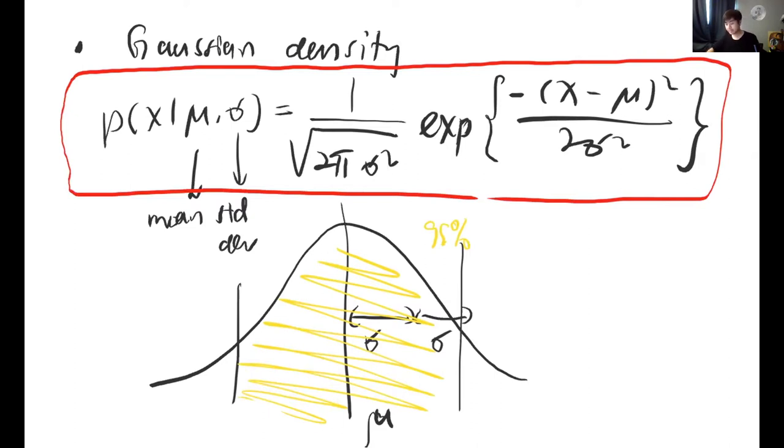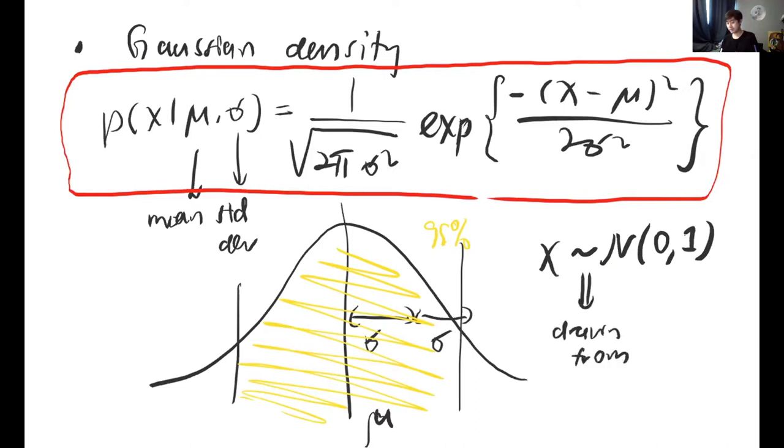And just a bit of notation as well. When we say that something is drawn from a probability, let's say X is drawn from a normal distribution of mean zero and standard deviation one. This is read as drawn from, or sampled from. Then this would be some type of distribution, and this would be your random variable. So this is the first piece of the puzzle.